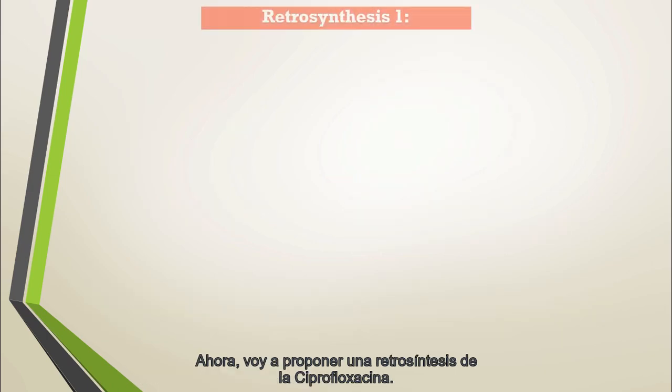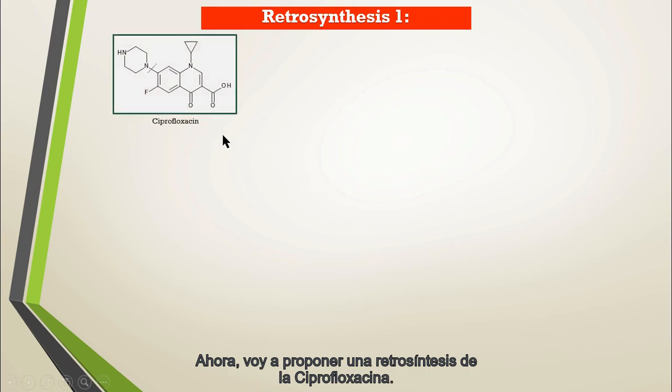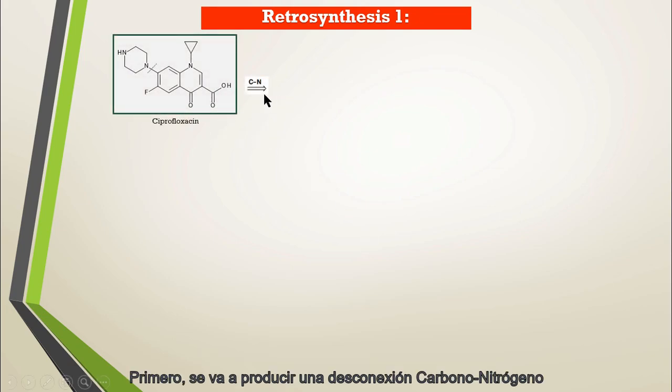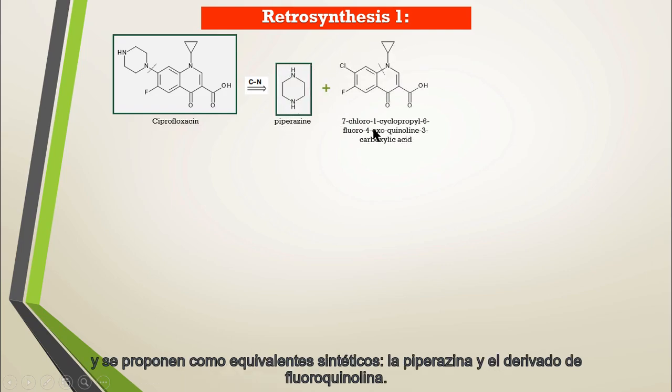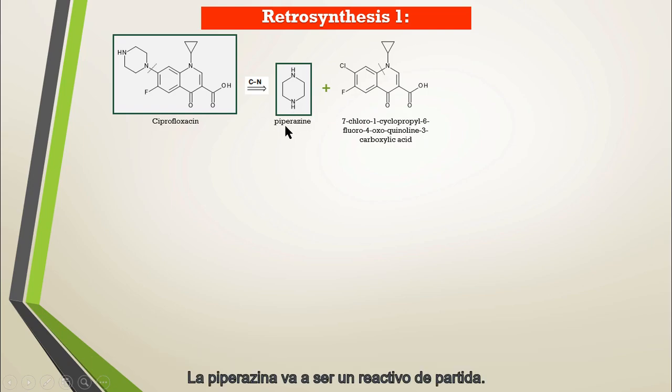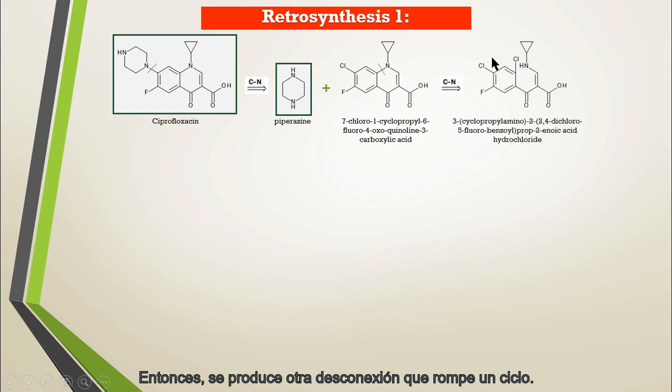Now I'm going to propose a retrosynthesis of ciprofloxacin. First, a carbon-nitrogen disconnection is going to happen. A piperazine and a fluoroquinoline derivative are proposed as synthetic equivalents. The piperazine is going to be a starting reagent. Then another disconnection happens. That breaks one cycle.